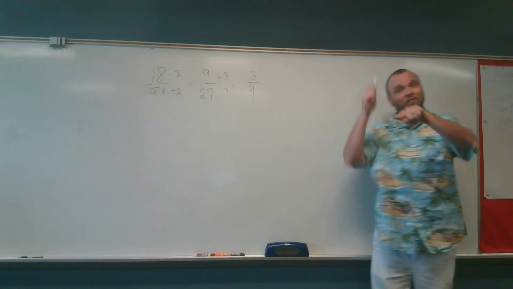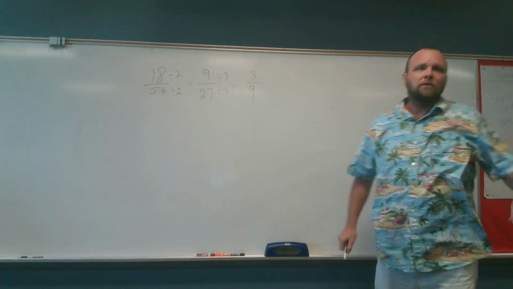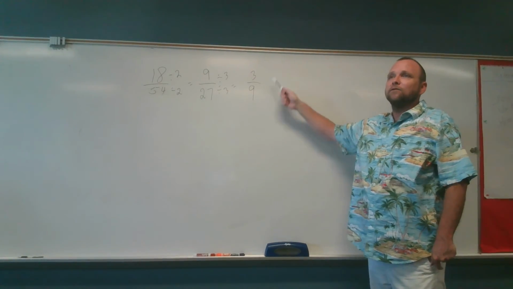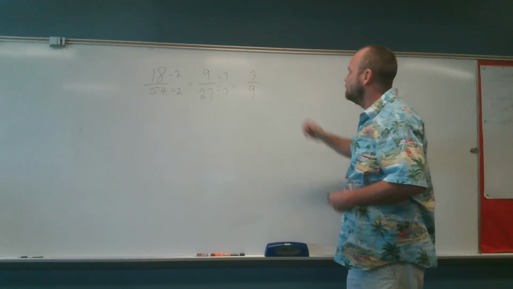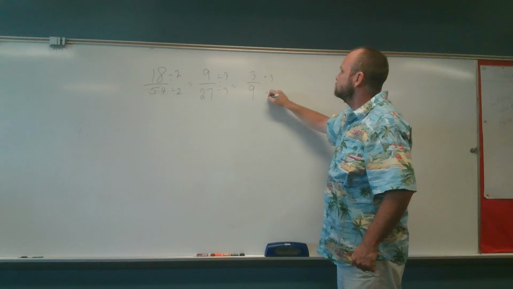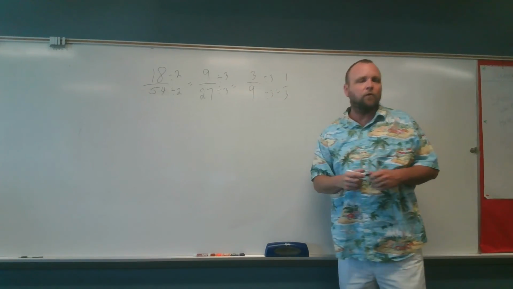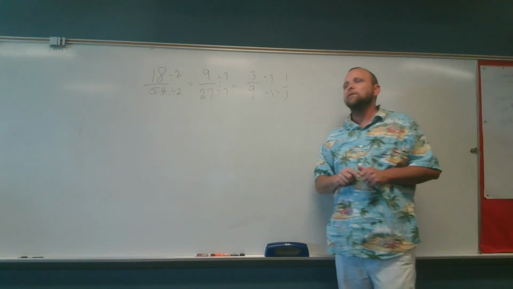But wait, there's more. So what can we divide by now? 3. 3/9 equals 1/3. So 18/54 equals 1/3.